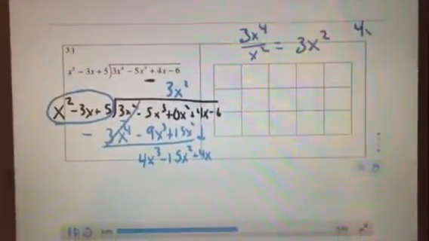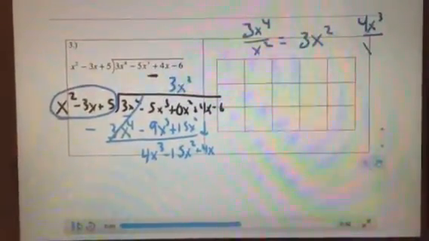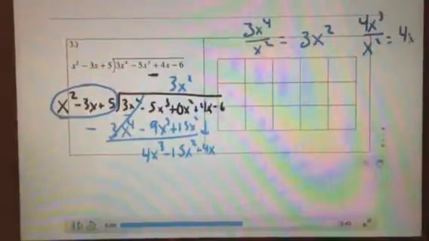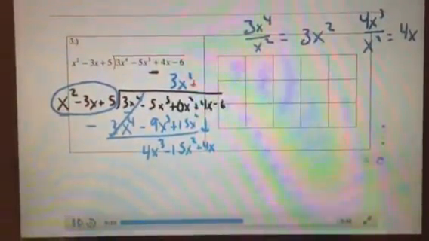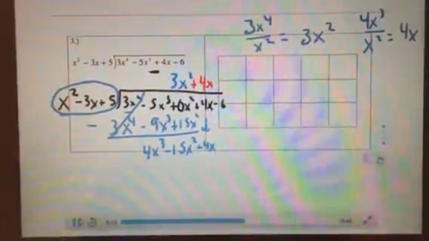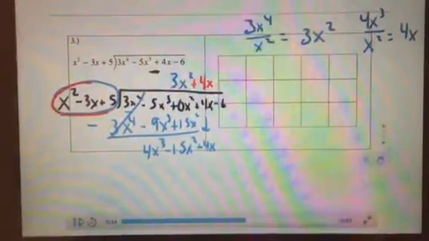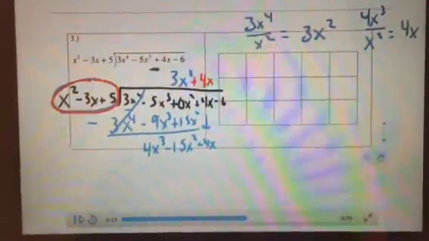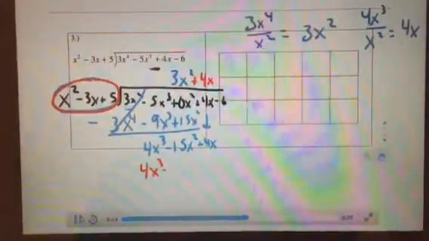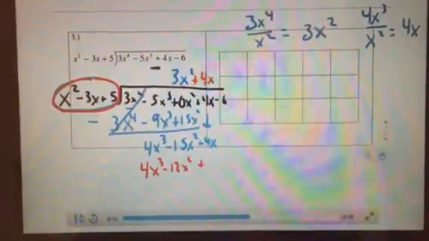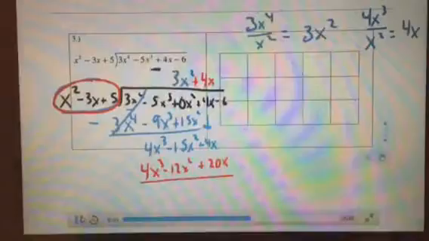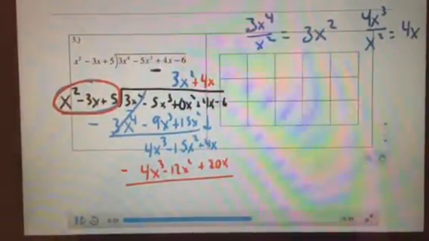So I'm thinking, okay, what's 4x cubed divided by x squared? That leaves me with 4x. So I'm going to put plus 4x up top. I'm going to take 4x times the entire divisor. So I'm going to use the distributive property. And I'll get 4x cubed minus 12x squared plus 20x. I'm going to subtract straight down.